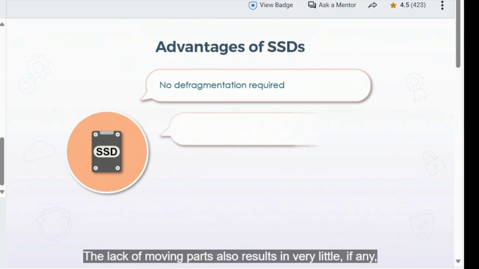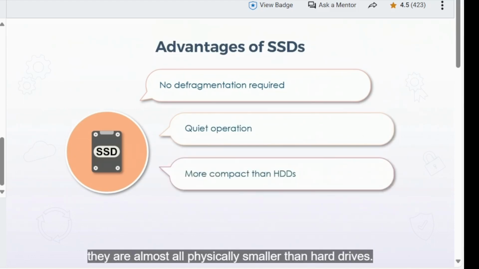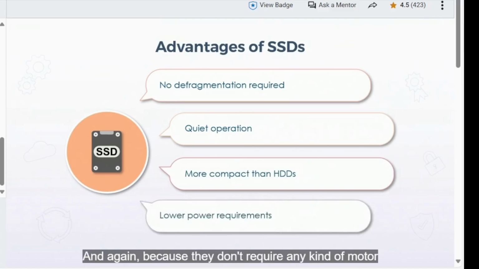The lack of moving parts also results in very little, if any, operating noise. Because it is just a collection of memory circuits, they are almost all physically smaller than hard drives, and again, because they don't require any kind of motor to spin the disk or move an actuator arm, they draw less power.